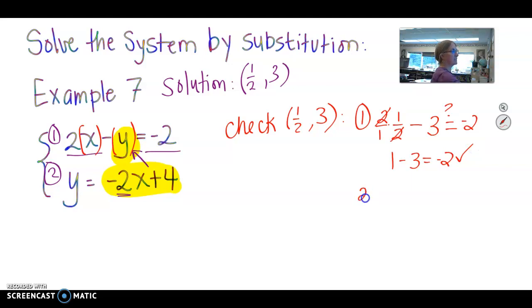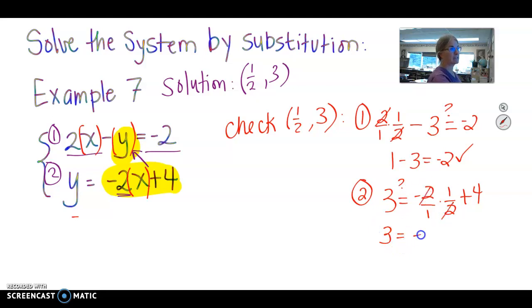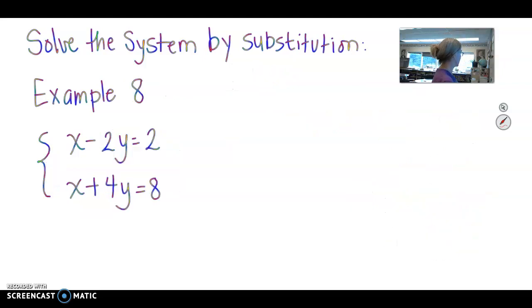So then I'm going to check it in equation 2. I'm going to put 1/2 in for x and 3 in for this y. So I have 3 equals -2 over 1 times 1/2 for this x, plus 4. Are those equal? That becomes -1 over 1, so it's -1 plus 4. -1 plus 4 does equal 3, so we did it right.